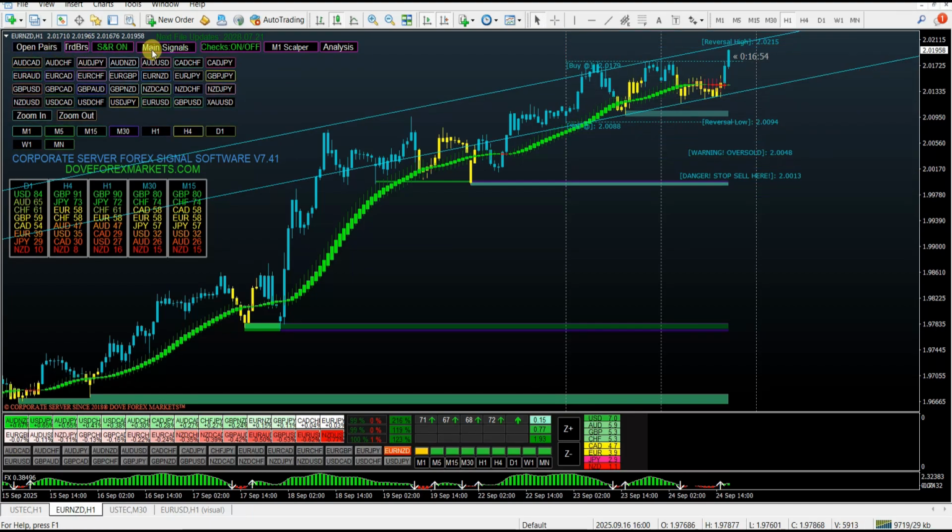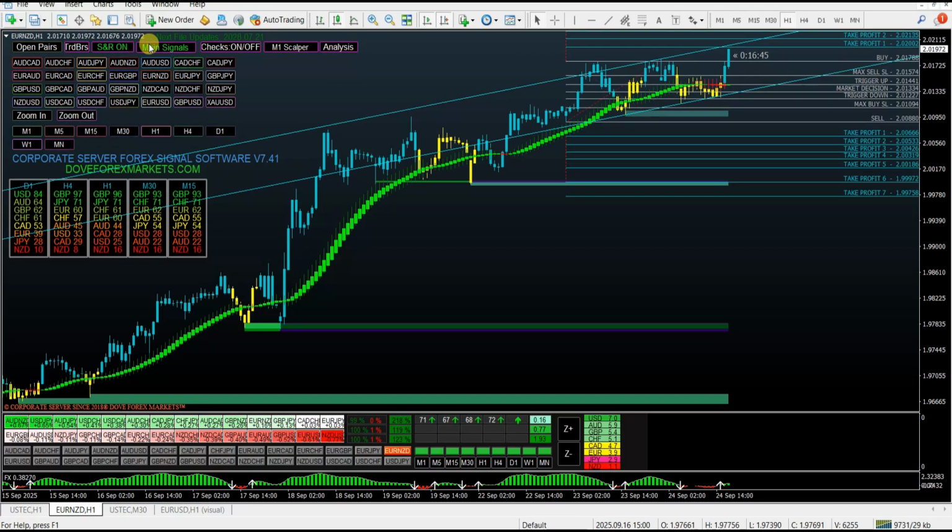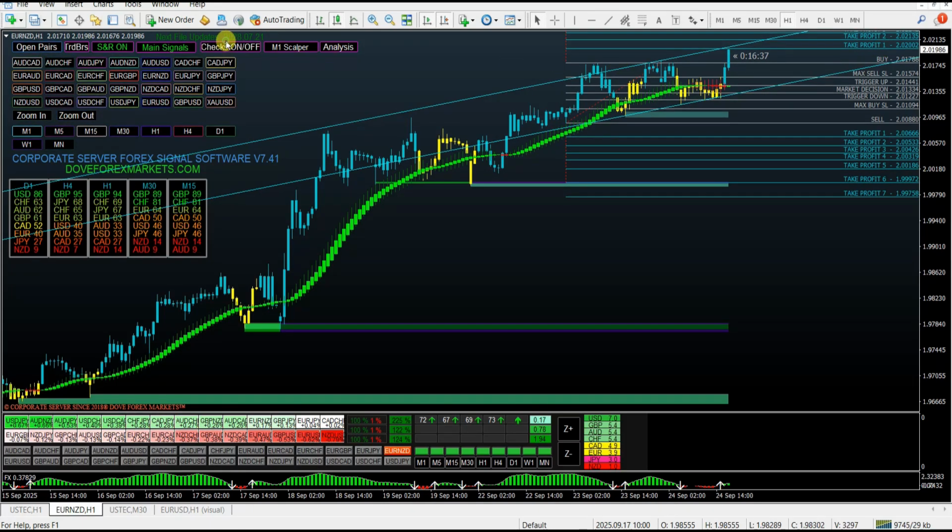Whatever you don't want here, you simply turn them off. Whatever you don't want to see, you turn them off. If you want to see this or that, you turn them on and so on. As you're able to see there, we have broken the buy level and we're hitting take profit 1 right now. Look at the chart. Let's see.